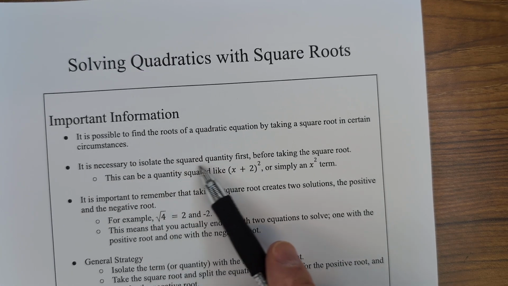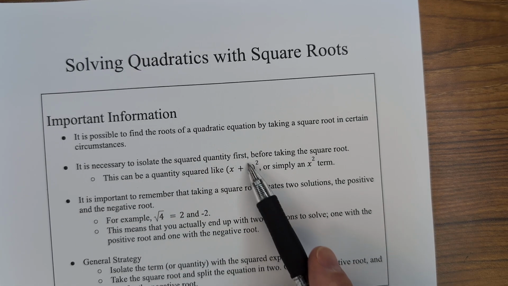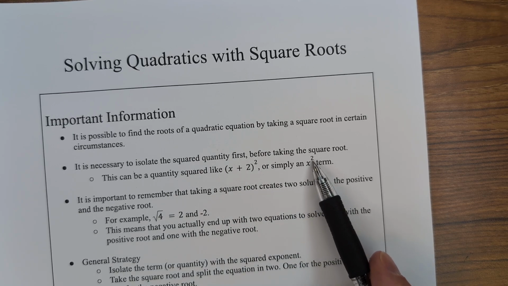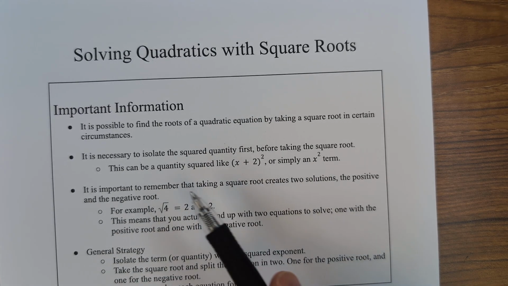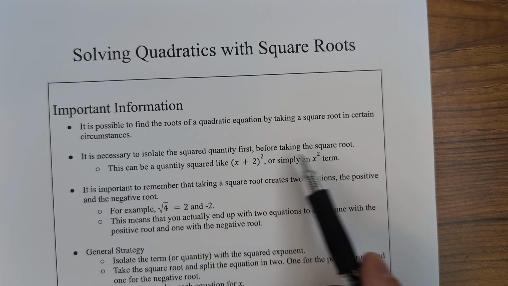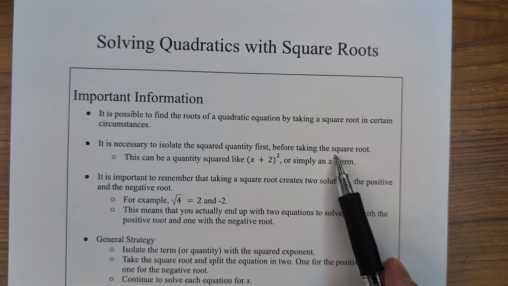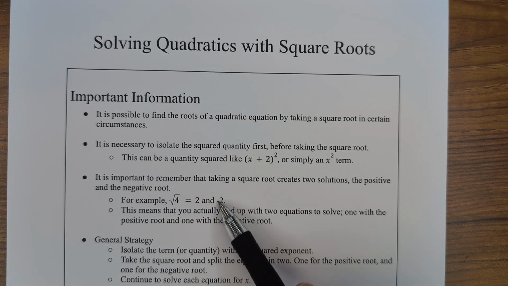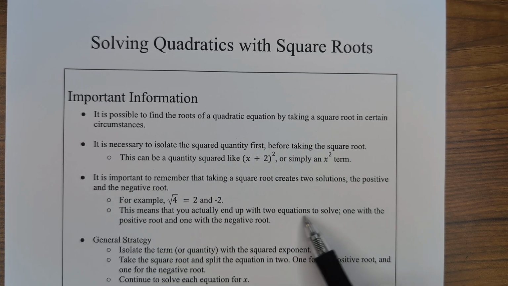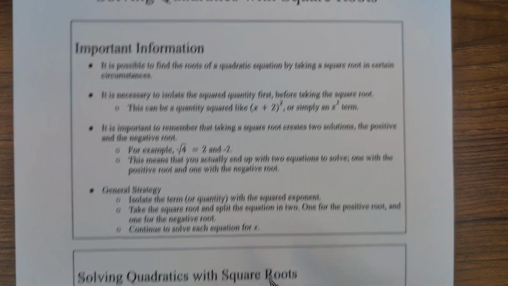So the first thing, you need to isolate the squared quantity, whether that's a set of parentheses with the squared outside, or it's an x squared term. You need to get that by itself. Once you do that, we take the square root to get rid of the squared exponent. Now you have to be careful because when you take a square root, there's actually two solutions. The square root of 4 is both 2 and negative 2, because 2 times 2 is 4, but so is negative 2 times negative 2. So they are both the square root of 4. And then you'll have two equations to solve, one with the positive, one with the negative.